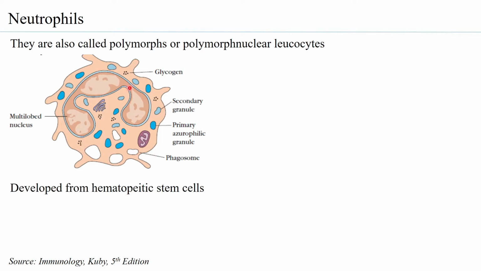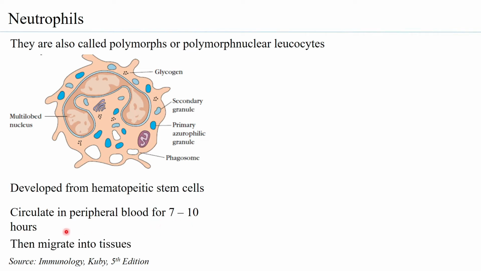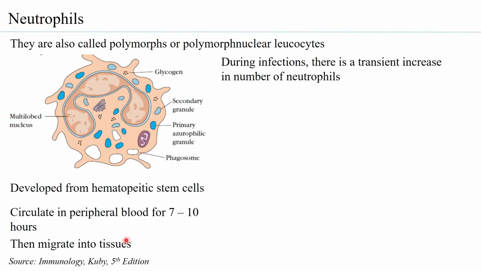Now, neutrophils, like almost all WBCs, are developed from hematopoietic stem cells. They circulate in the peripheral blood for 7 to 10 hours, and then they migrate into the tissues. The migration into tissues, of course, has to do with a phenomenon called chemotaxis. So there have to be certain chemicals synthesized by other cells that help the neutrophils move towards the tissues.